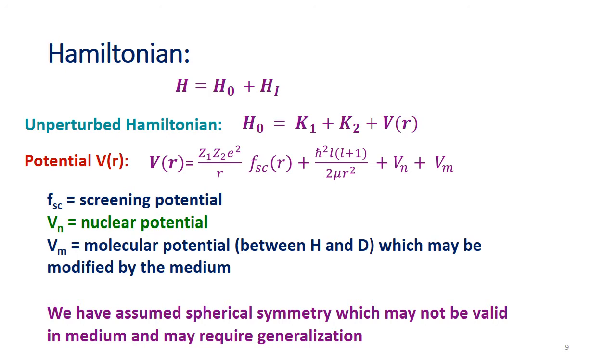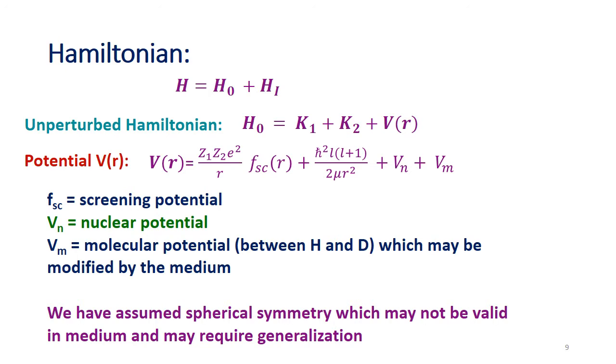The potential contains several terms. There is the Coulomb barrier. There is the screening potential due to electrons. We will need to consider non-zero angular momentum states, so there is this angular momentum term. Then there's a nuclear potential. There's a molecular potential between H and D. And then we have the nuclear potential relevant for the fusion of hydrogen and deuteron to form helium-3.